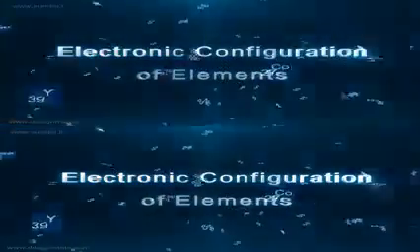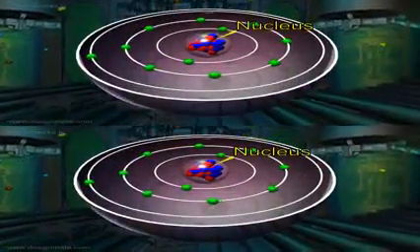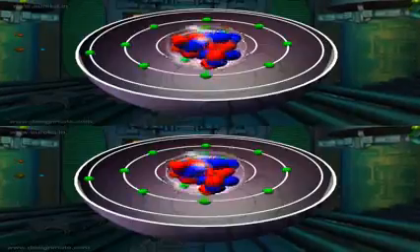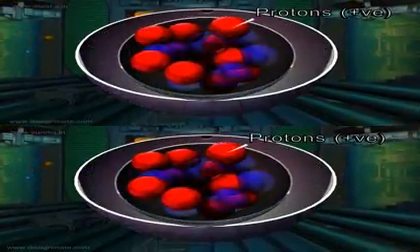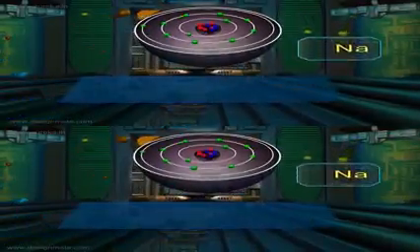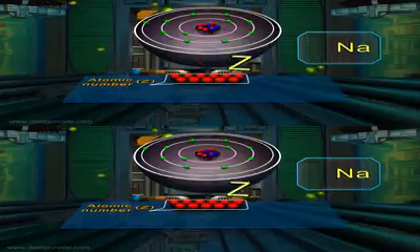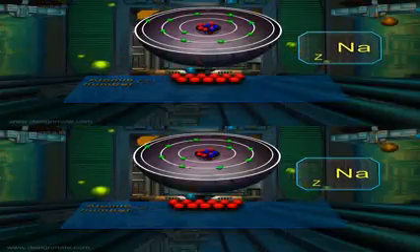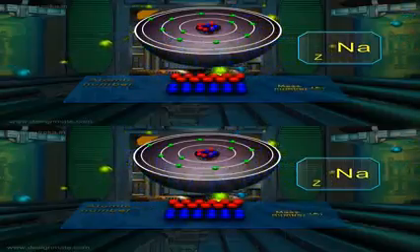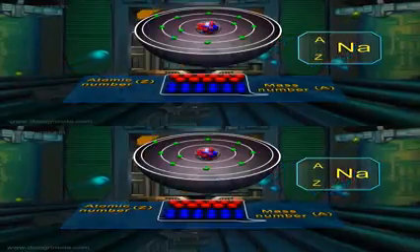Electronic configuration of elements. According to Bohr's model, an atom consists of a central part called the nucleus, which contains positively charged protons and electrically neutral neutrons. The number of protons in an atom is called its atomic number and is represented by Z, while the sum of its protons and neutrons is called its mass number, which is represented by A.